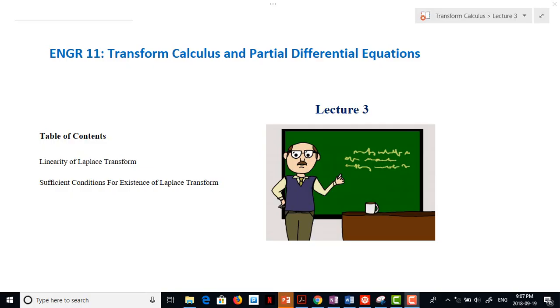Hello guys, today we want to start our third lecture on transform calculus and partial differential equations. Still we are in chapter 4. So in this lecture I want to talk about linearity of Laplace transform, and then we want to talk about sufficient conditions for existence of Laplace transform.